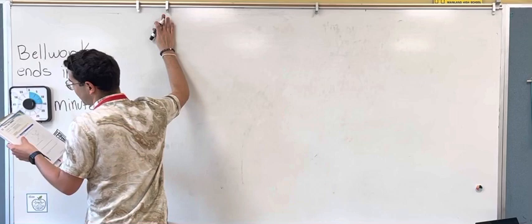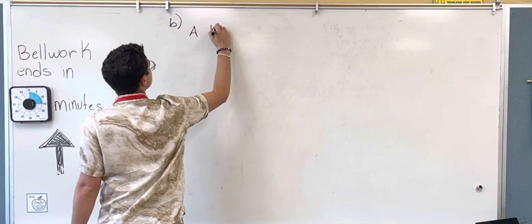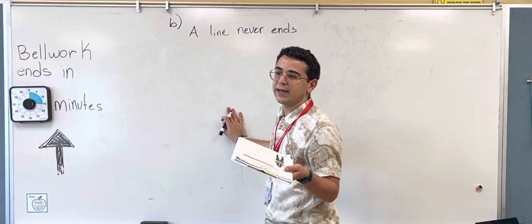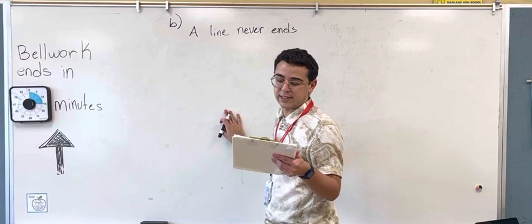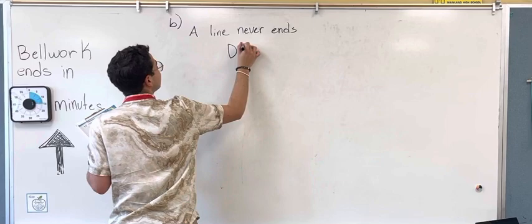So let's start with B. How would you describe a line? A line never ends. So, can somebody please share what is the line on part A? Where do we see it? We're on page 5. You see the box in part A? What was that? Excellent, yes. D and E never end. So we would write it like that.